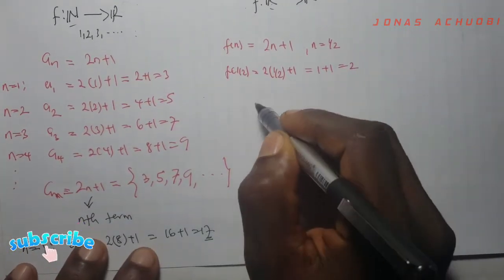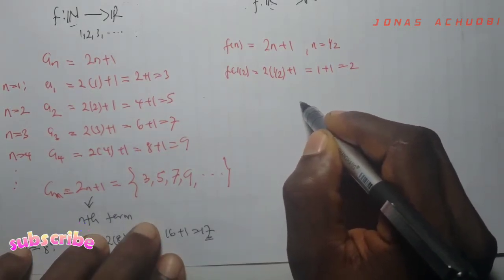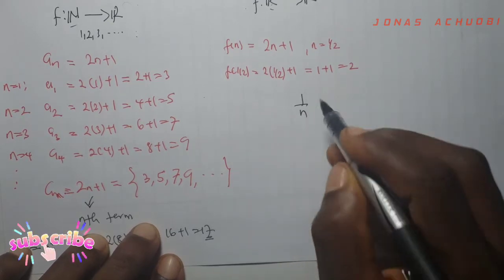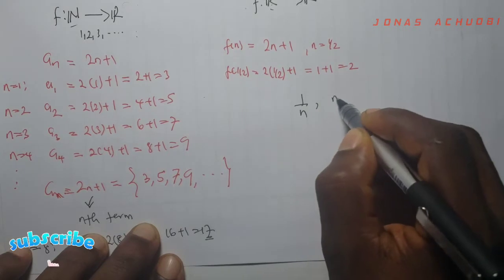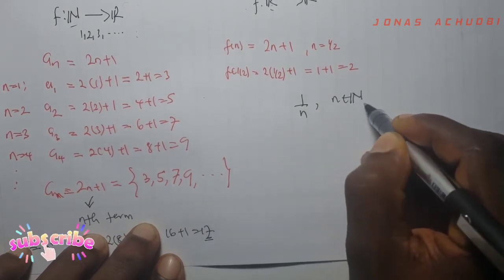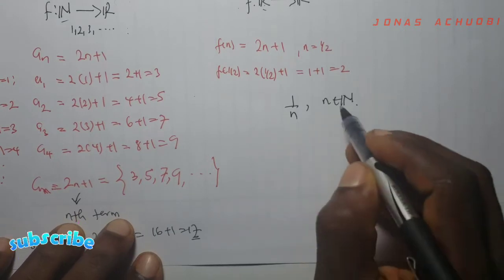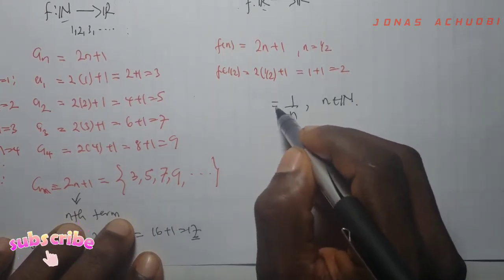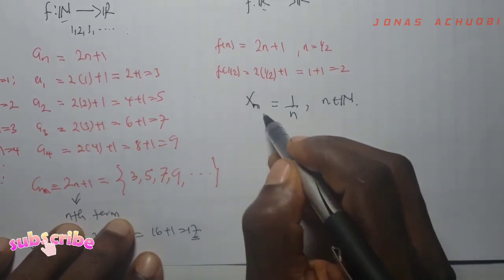So another function I can define here, say, 1 over n. If I claim that 1 over n is a sequence, it would mean that the n here must only come from capital N, the set of natural numbers. If I put this restriction, that makes this function a sequence. So I can write x subscript n as my sequence.